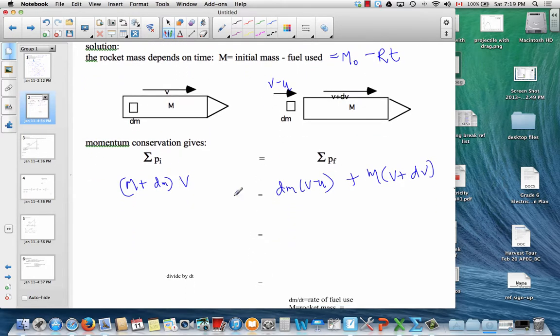Okay, so we expand the brackets and a bunch of stuff cancels. The mv term cancels, the dm v cancels, and you end up with 0 is minus u dm plus big M dv. So we're going to divide by dt and then bring this little term over to the other side. And what that's going to give me is big M dv/dt is minus u dm/dt.